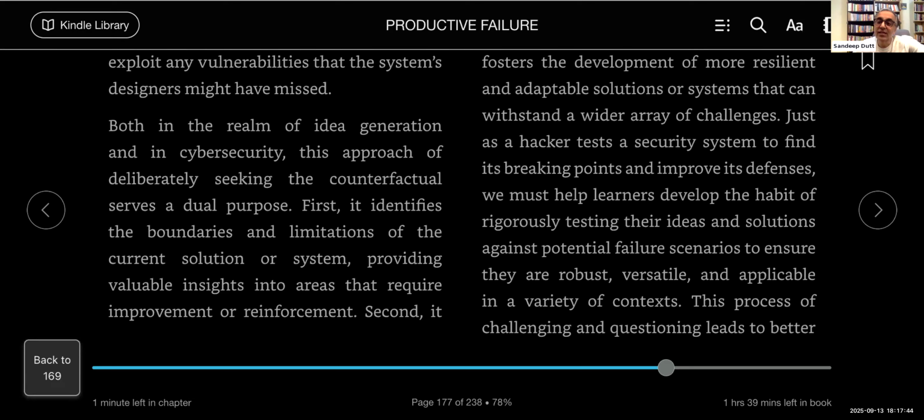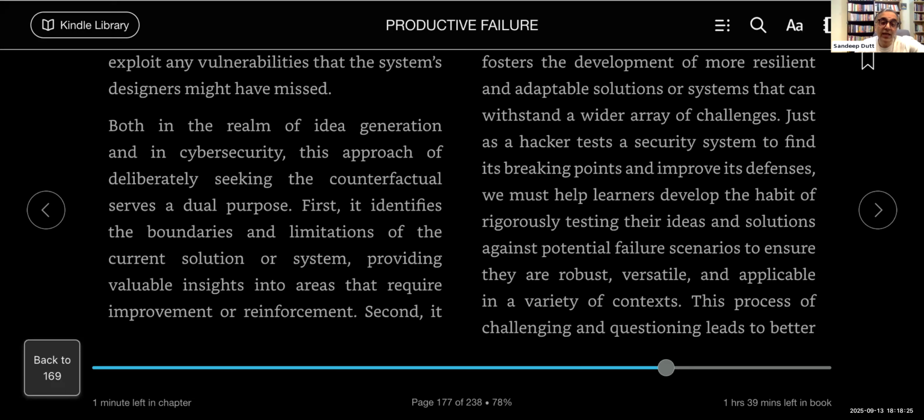Just as a hacker tests a security system to find its breaking points and improve its defenses, we must help learners develop the habit of rigorously testing their ideas and solutions against potential failure scenarios to ensure they are robust, versatile, and applicable in a variety of contexts. This process of challenging and questioning leads to better ideas, deeper understanding, and better preparation for subsequent learning from instruction. Explaining your own idea and hacking your own idea: two simple steps that give large returns on learning.